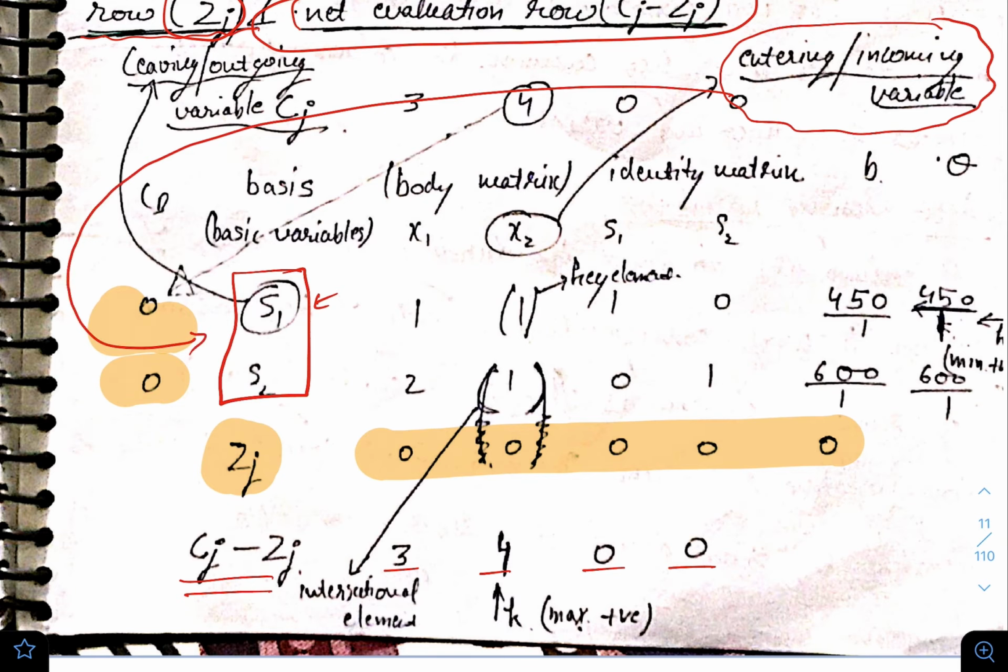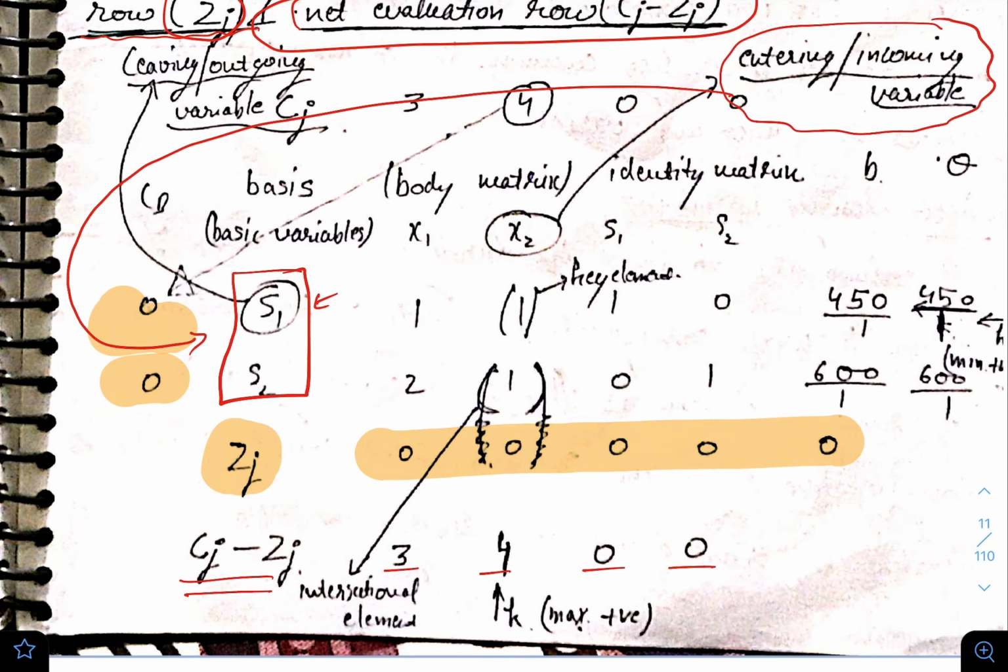Okay. Now this I know. First of all, I calculate the Zj value. How do I calculate the Zj value? I multiply the value of CB with the corresponding coefficients of x1, x2, s1, s2. Here the CB was 0, so I got all these zeros over here. Then I calculate the Cj minus Zj values.